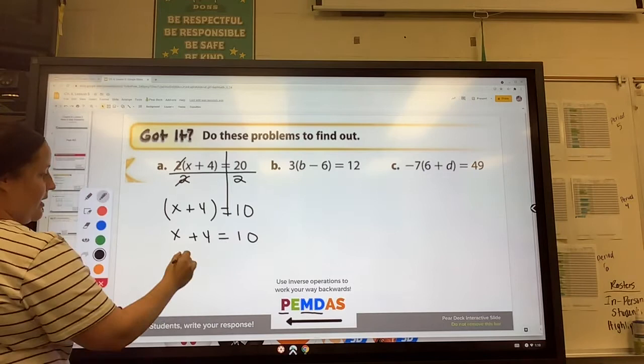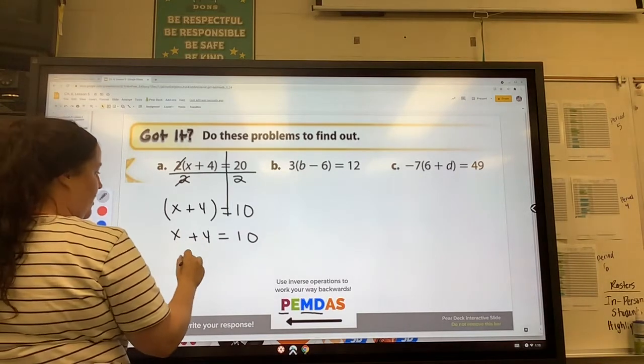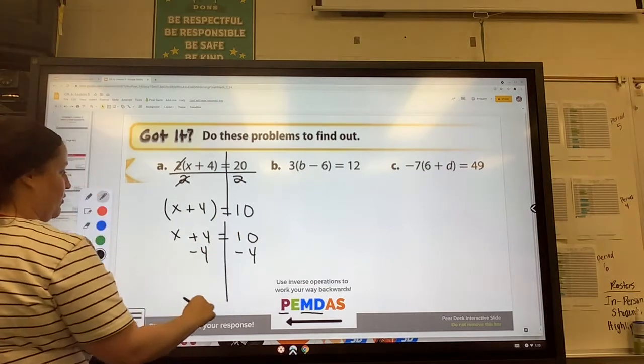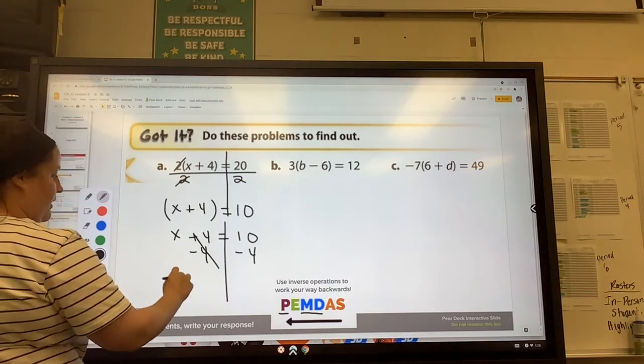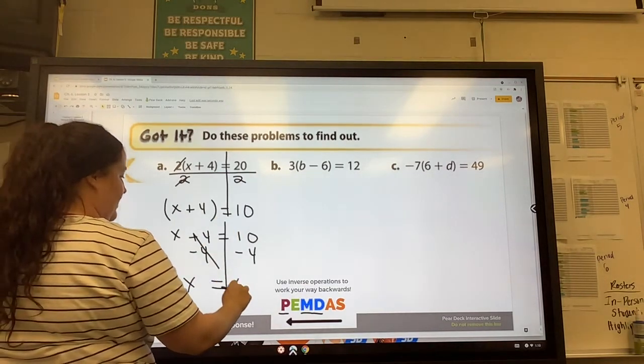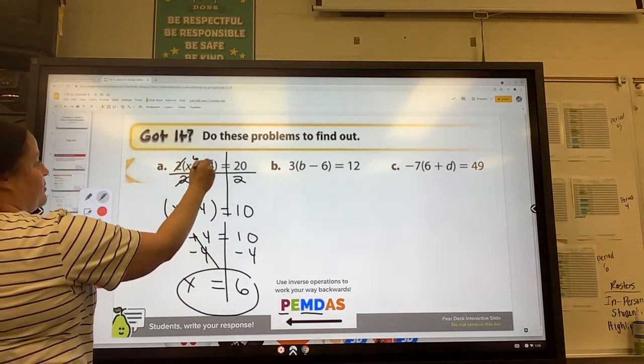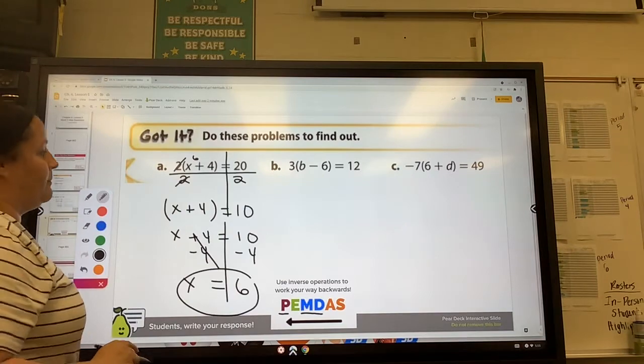Now we're at a one-step. So the opposite of addition is subtraction. Subtract 4 from both sides. You're left with x equals 6. And I encourage you to take your answer and plug it back in. 6 plus 4 is 10, times 2 is 20.